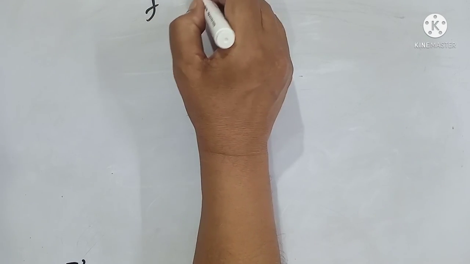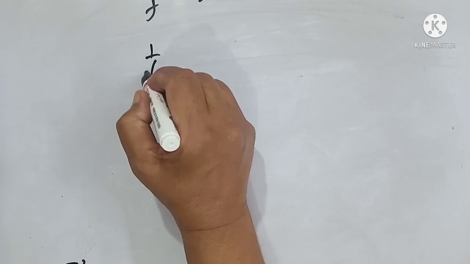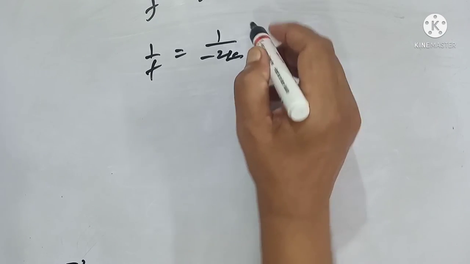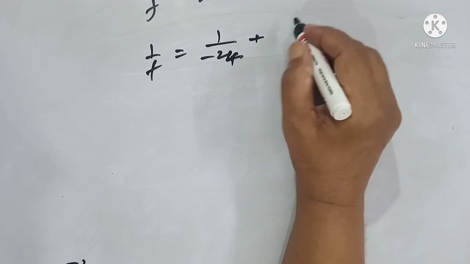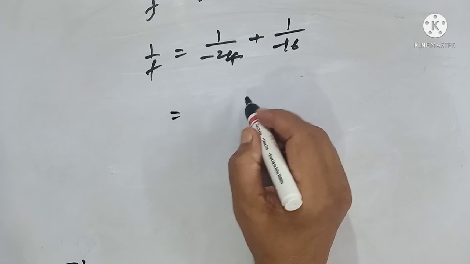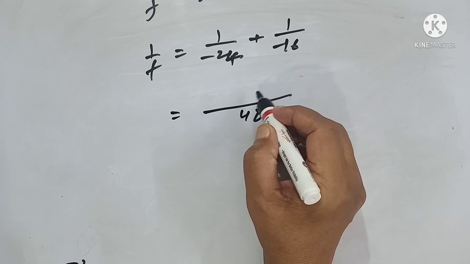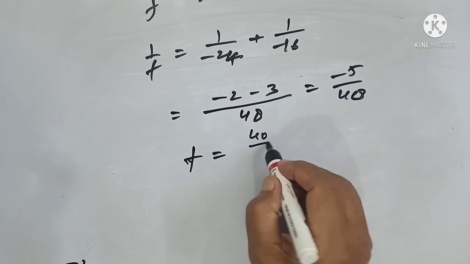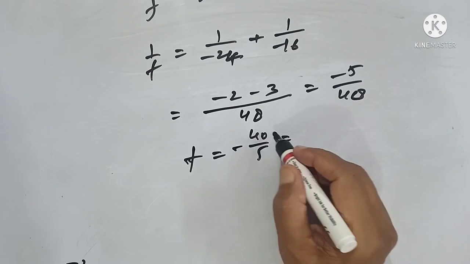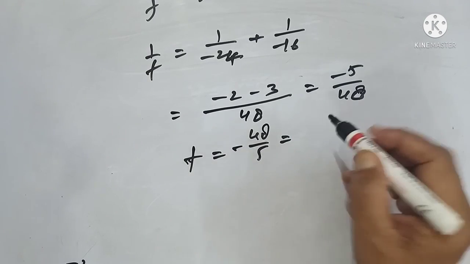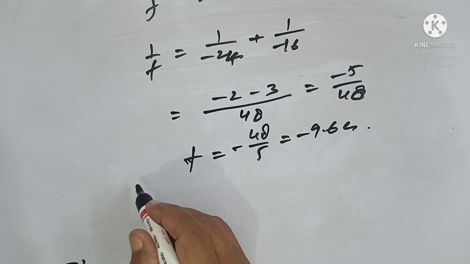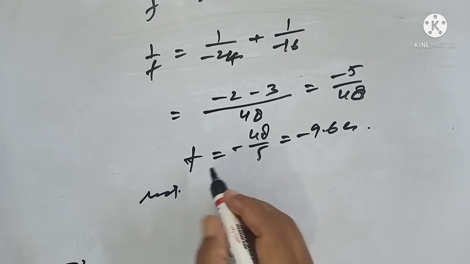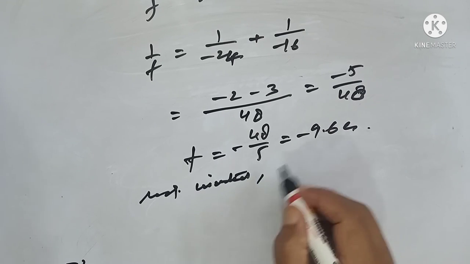Again, we have to find F also. So we use the formula 1 upon F is equal to 1 upon V plus 1 upon U. 1 upon F is equal to 1 upon -24 cm plus 1 upon -16 cm, now taking LCM as 48. This is -2, -3 is equal to -5/48, and therefore F is equal to -48/5. This is -9.6 cm. And so nature is real, inverted and diminished.